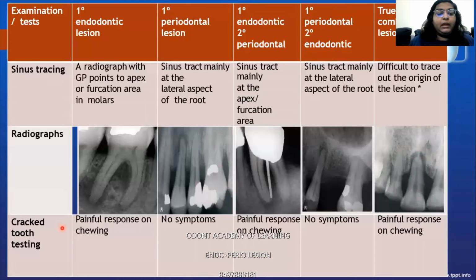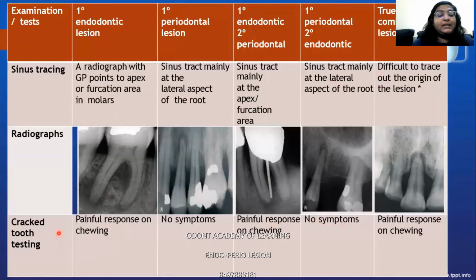So now coming to cracked tooth testing. When you check for cracked tooth testing, it will have painful response on chewing in the case of a primary endo lesion. In the primary perio lesion, there will be no symptoms. In case of primary endo, secondary perio, painful response will be there on chewing. Primary perio, secondary endo, there will be no symptoms. In true combined, again, there is painful response on chewing.